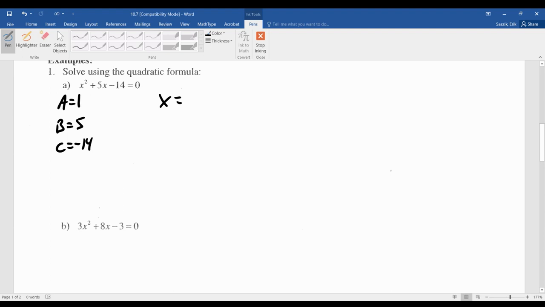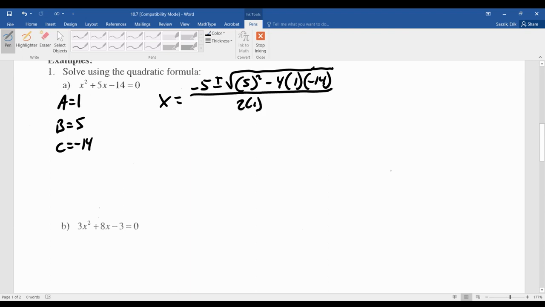Now we're going to plug into the quadratic formula. It says x equals the opposite of b, which would be negative 5, plus or minus the square root of b squared. I want you to write this whole thing down just by plugging it in. Minus 4 times a times c, okay, all over 2 times a. Now the next thing, go ahead and figure out what this number inside the square root is. Well, 2 times 1 is 2 on the bottom.